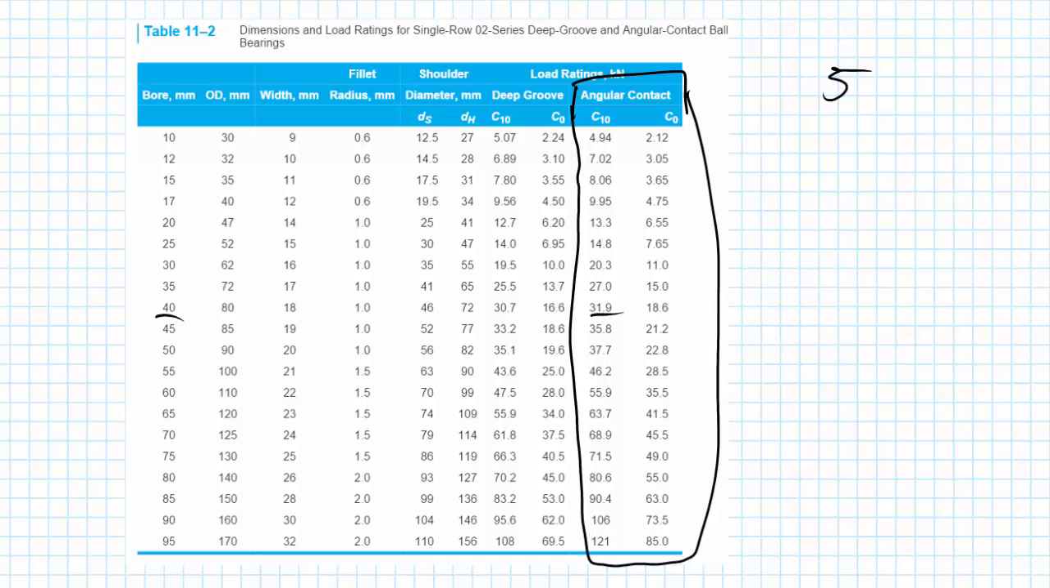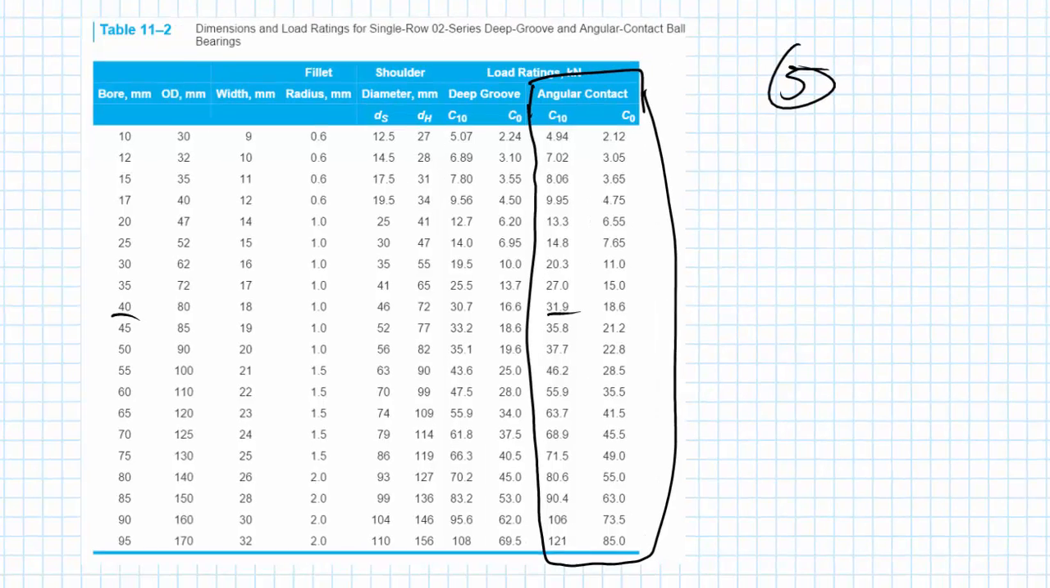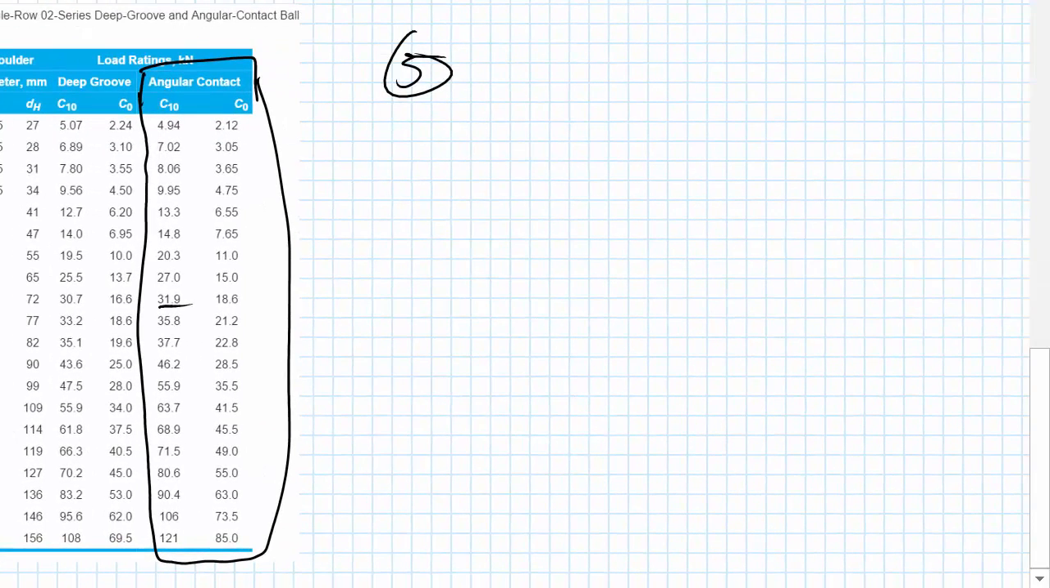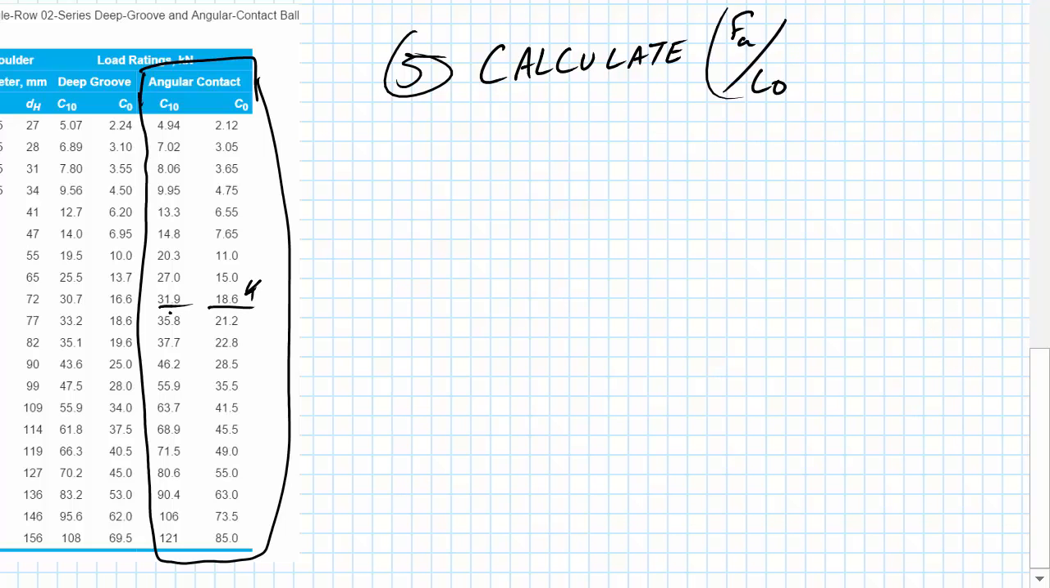Step five now is going to be to figure out how close or how good of a guess we had. And to do that, we need to figure out how much static load. So this was the dynamic loading. This is the static loading, the C0, can be accounted for by that thrust load. So we're going to calculate, based on the bearing we've selected here, a catalog rating such that we can calculate this FA over C0 ratio.